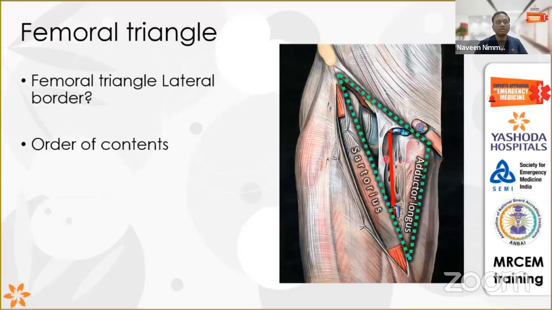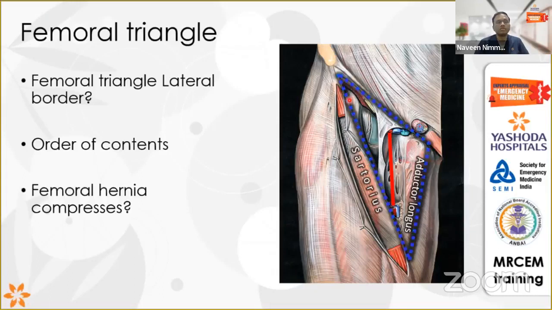So femoral hernia is going to compress on which structure? As you know, the contents are now artery, vein. These are the important ones. Of these, the lowest pressure will be able to be handled by the veins. So even if there is a low pressure that is compressing, the vein will be compressed first. So the first thing that gets compressed is the femoral vein.